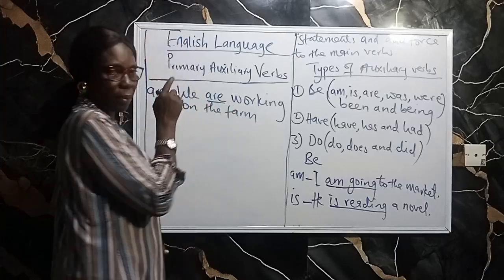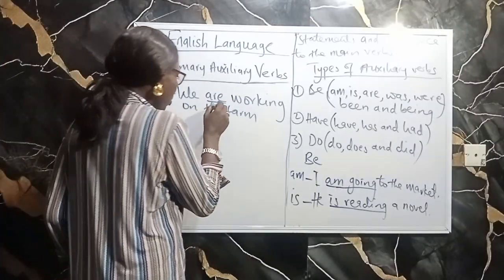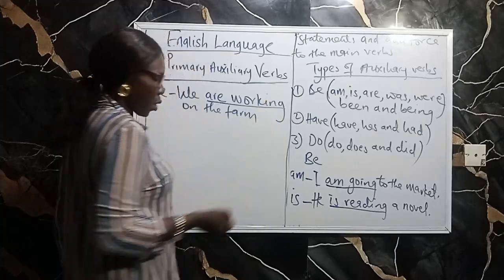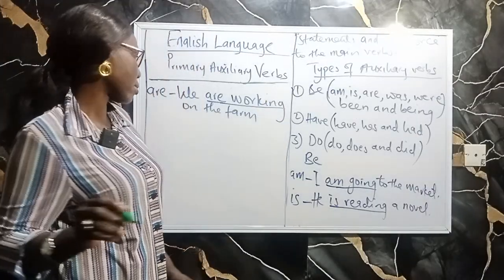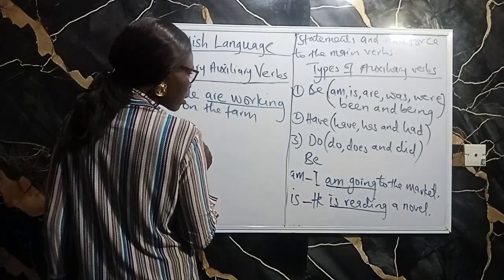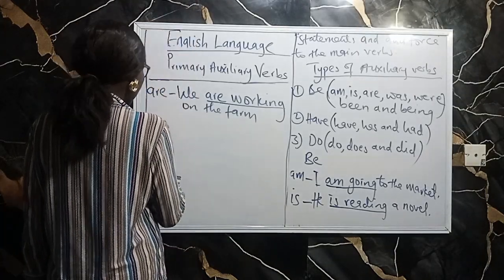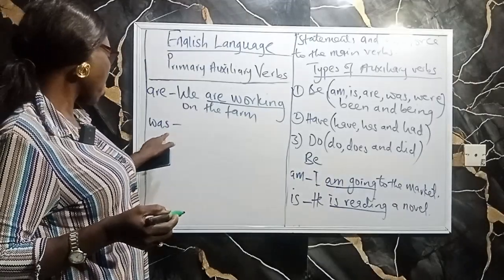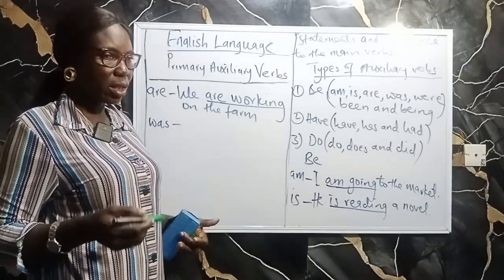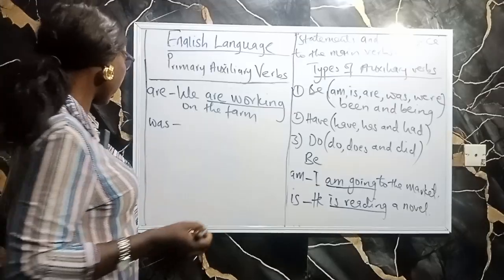Are is the primary auxiliary verb used with the form of main verb working, so it also forms the present continuous tense. Then let's use was, which is past tense, and this was is a singular verb, so we will use it with either he, she, or it.